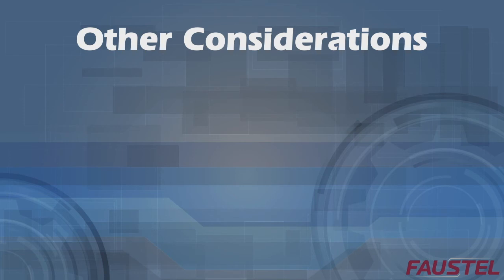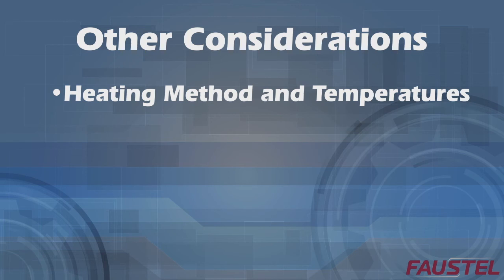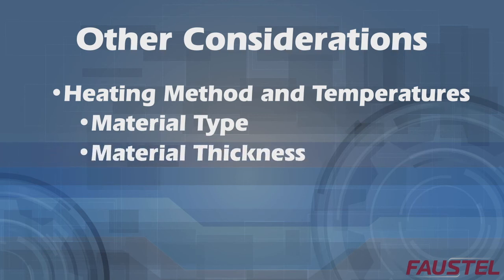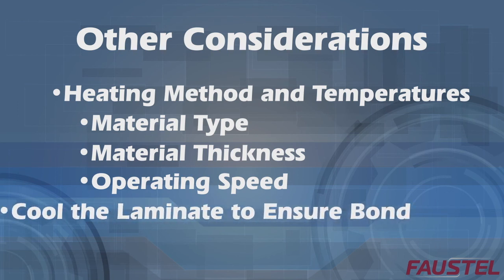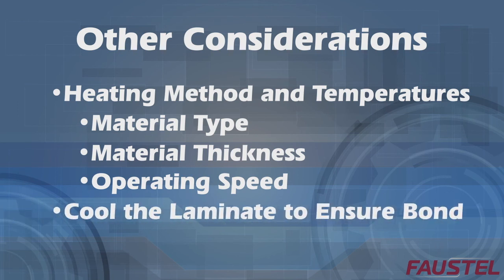In closing, there are a few general design considerations for a thermal laminator. The amount of heating applied and temperature required is determined by factors such as material type, material thickness, and operating speed. And finally, cool the web quickly post-lamination to ensure the bond is set prior to winding.